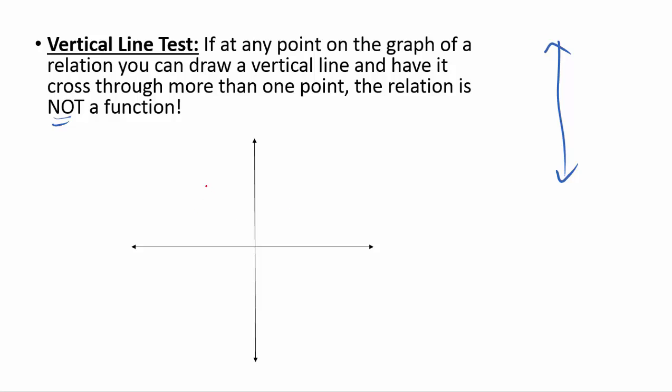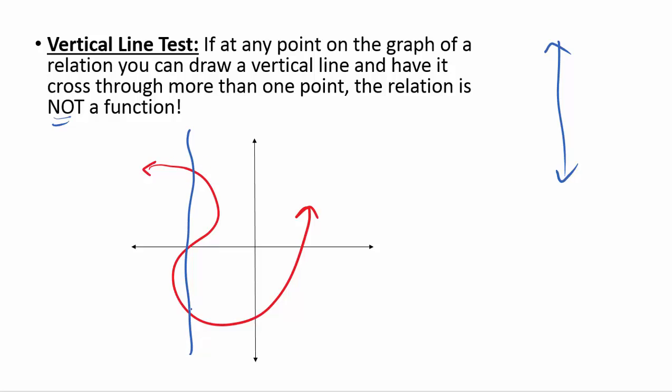Let's make a graph that looks like this. Let's say that this is the graph of some relation that I have. If I can draw a straight up and down line at any point on the graph and hit more than one point, this is not a function. So what I've just drawn up here is not a function.